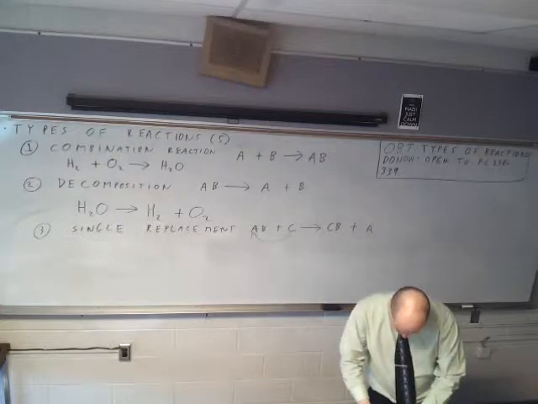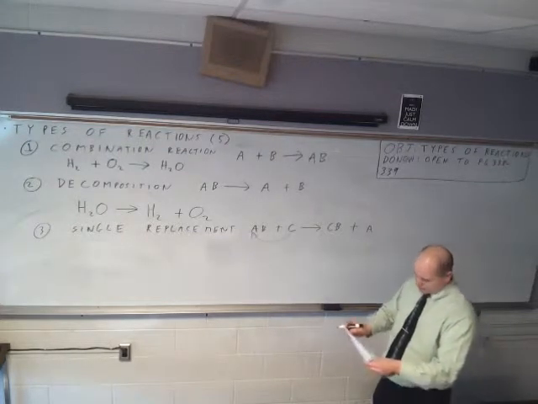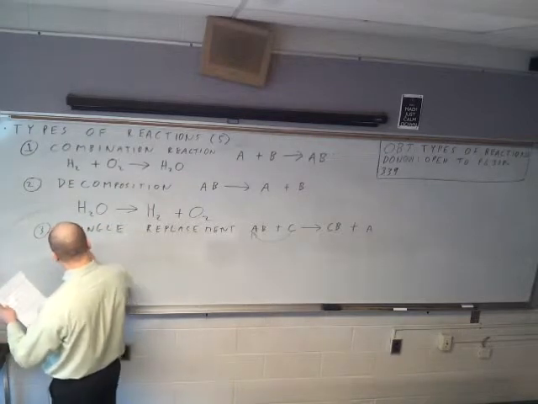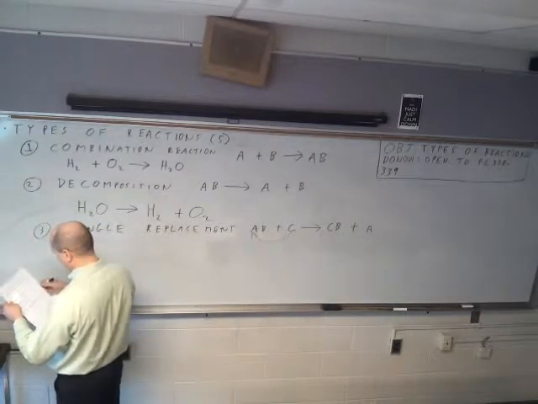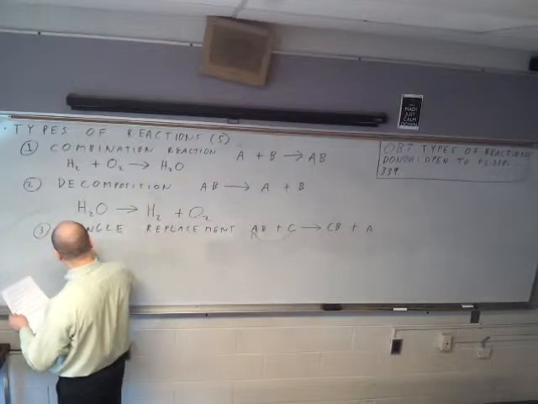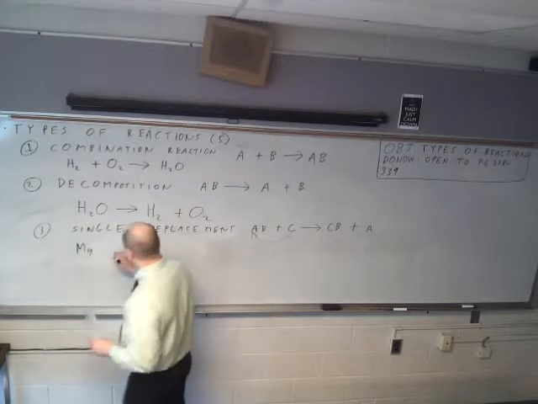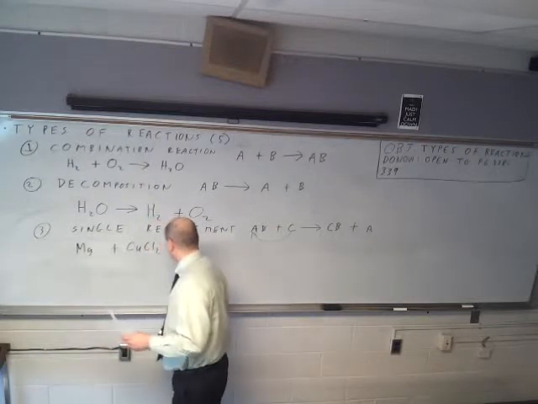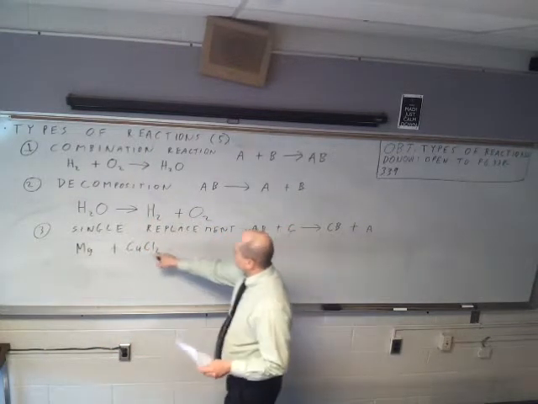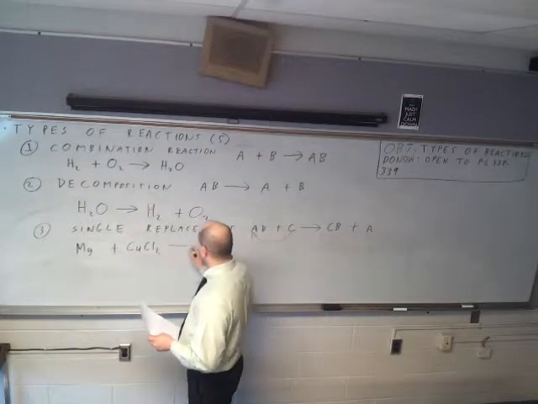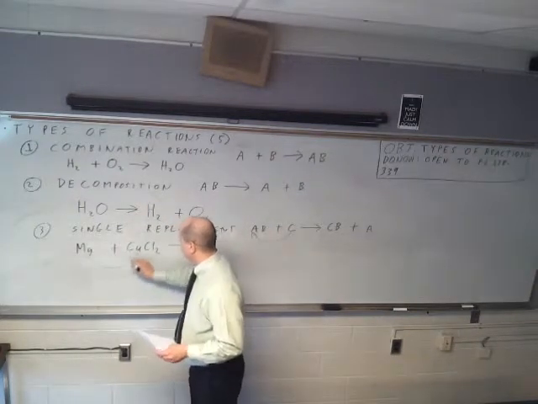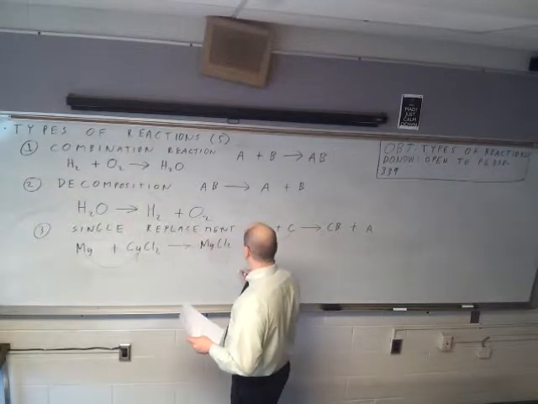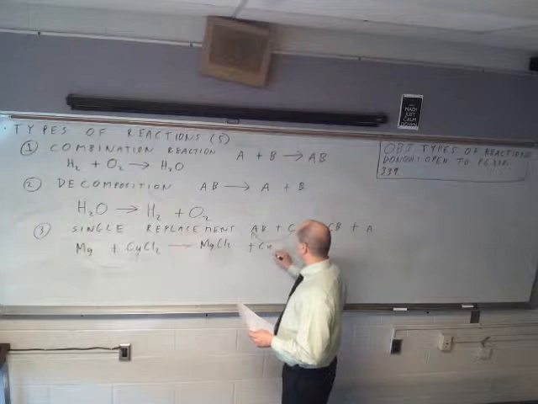And actually, I don't like this one that I did on here. I'm just going to change it. Oh, we'll do this one. Let's say we have magnesium metal, and this reacts with copper chloride solution. Okay, so this would be like in water, this is a salt. Now what's going to happen is the magnesium is going to take the place of the copper. So we're going to end up with magnesium chloride and copper metal by itself.